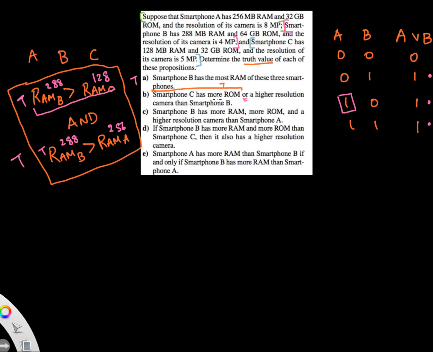So if we look at whether smartphone C has more ROM than B, smartphone B has a ROM of 64 GB, and C has 32 GB. 64 GB is greater than 32 GB, meaning this is also true. Okay, let's look at part C here. Smartphone B has more RAM, more ROM, and a higher resolution camera than smartphone A.